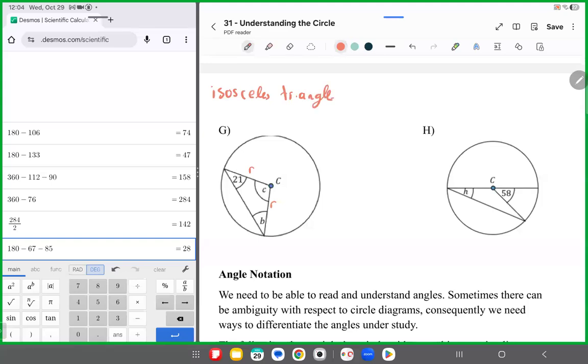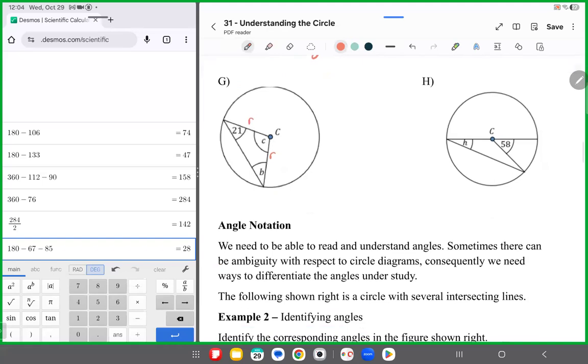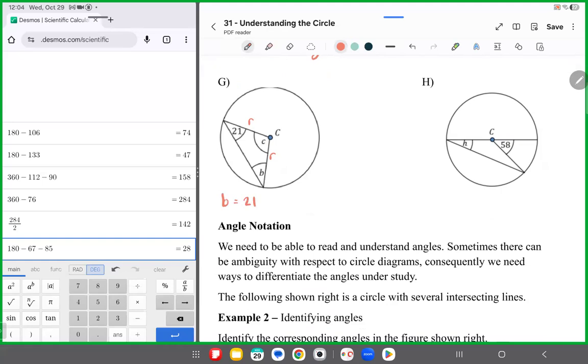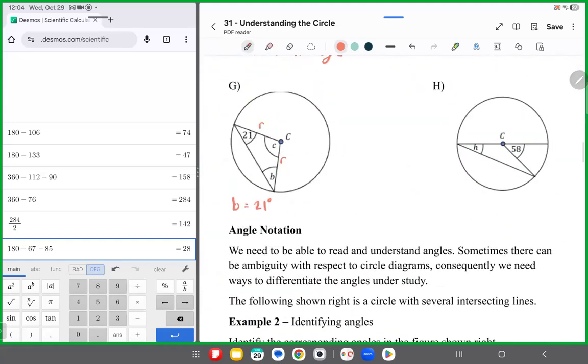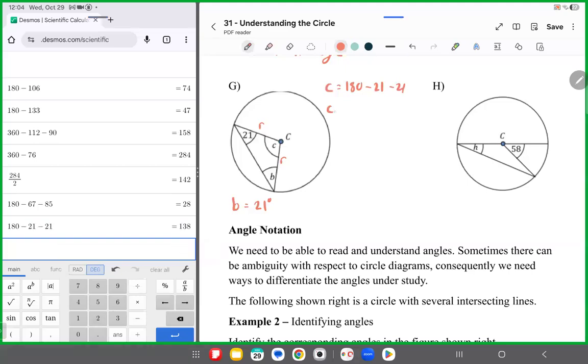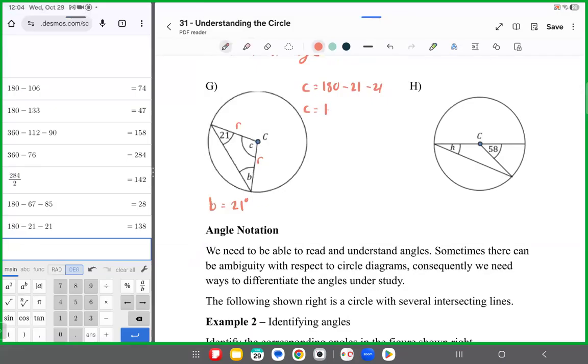And this was the key point in order to solve this kind of question, because we now know what angle B is going to be. B is just going to be 21 degrees, because it's the exact same question as question letter E, because those angles are the same. And so angle C will be equal to 180 minus 21 minus 21. So angle C will be equal to, and I think I can shrink this down a bit perhaps. There we go. C will be equal to 138 degrees.